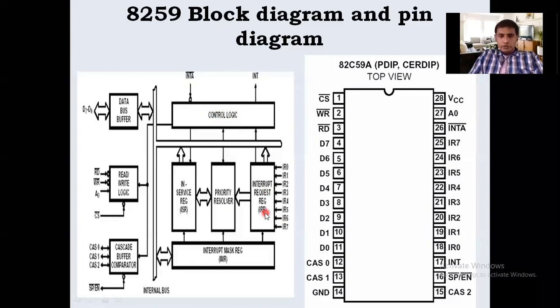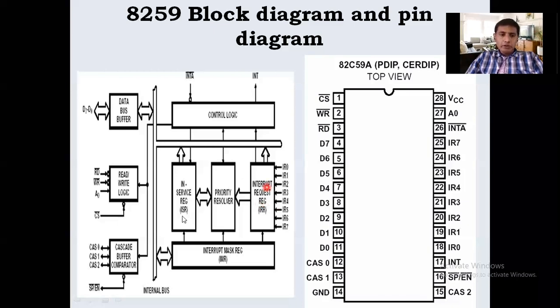Now coming to registers. First is the interrupt request register, short name IRR. The interrupt request register is used to store the interrupt levels of all interrupts which are requesting service. So which interrupts are requesting interrupt service? All those interrupt levels are stored in the interrupt request register. Okay, that information is present in the interrupt request register.